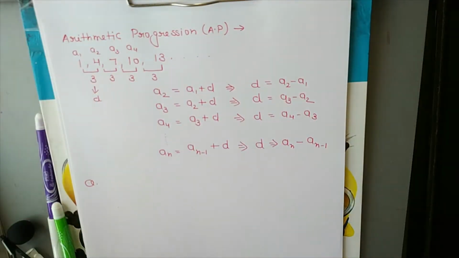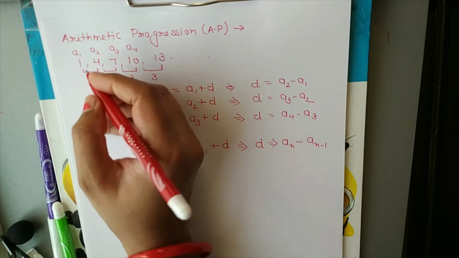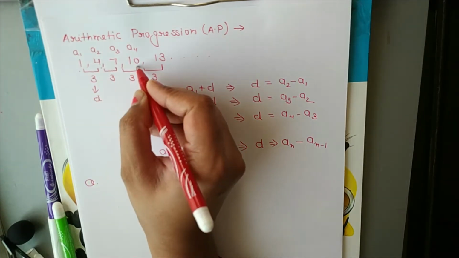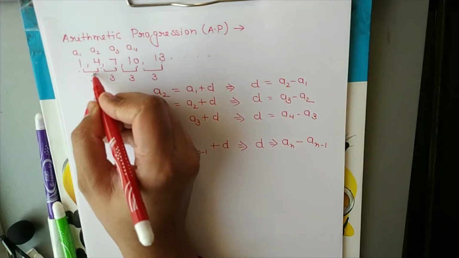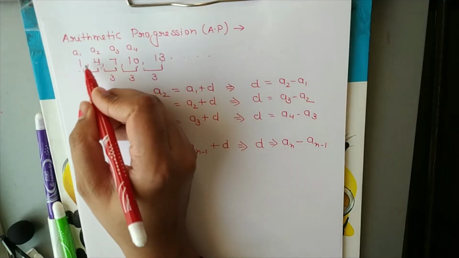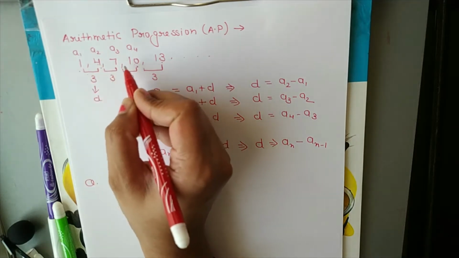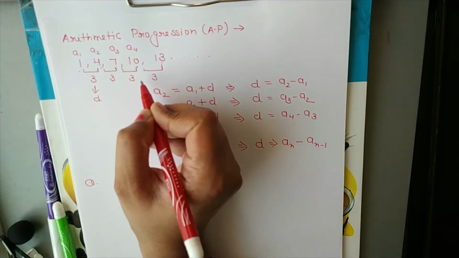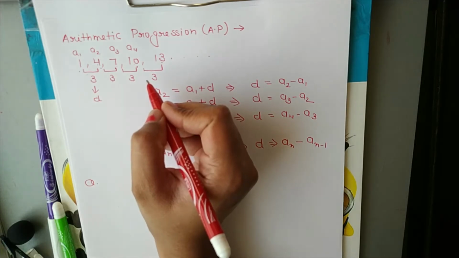In this video we will discuss arithmetic progression. So here I am taking this sequence 1, 4, 7, 10 and 13 and so on. What you observe is the difference between 4 minus 1, that is 3, 7 minus 4, this is 3, 10 minus 7, this is 3. So the difference is the same. Now this type of sequence is called an arithmetic sequence.